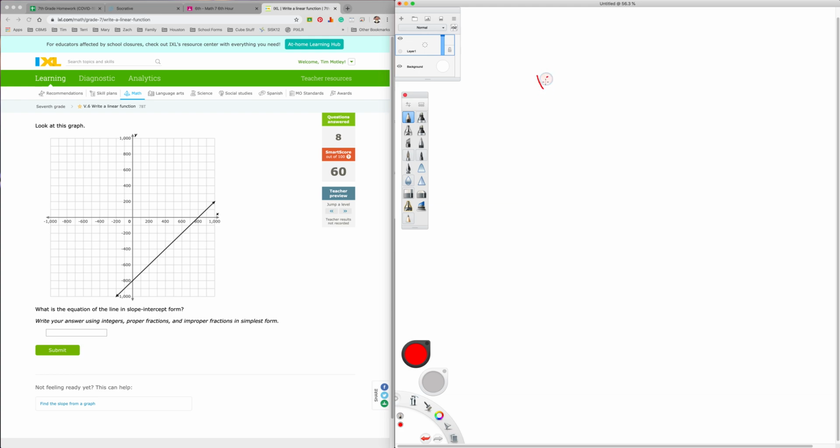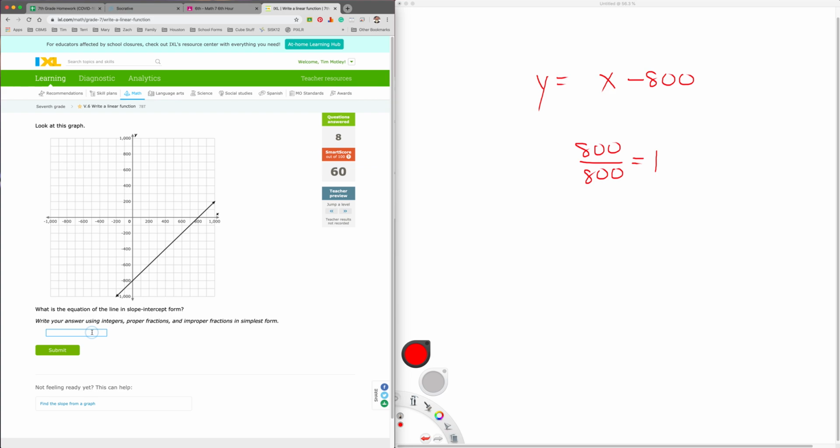That's okay, we'll just keep doing a few examples. Y equals something x, and look where it hits. It hits at negative 800, so that's what goes after the x term. And then if I look at this graph, if I went up 800, I would go over 800. So the up and over movement to get from one point to another is 800 over 800, which is again a 1, and I don't need to put that. So y equals x minus 800.